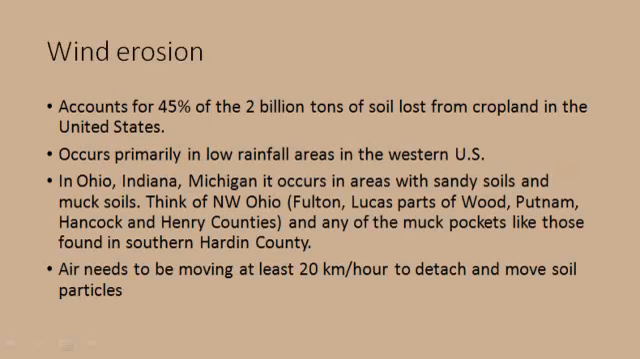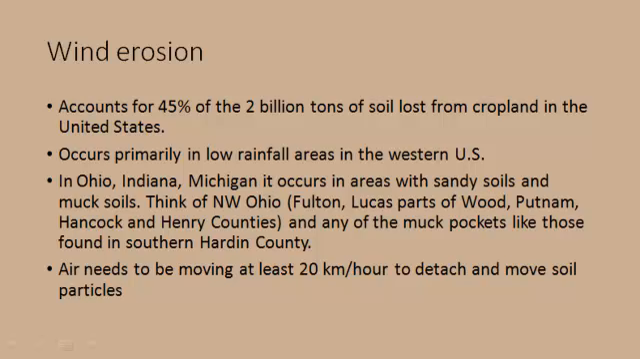Now, wind erosion accounts for 45% of the 2 billion tons of soil loss from U.S. cropland, and it occurs primarily in the low rainfall areas in the western United States. But we also have it in Ohio, Indiana, and Michigan, in areas where we've got sandy soils and areas where we have muck soils. In northwest Ohio, it's in counties like Fulton, Lucas, Putnam, Hancock, Henry, and Wood, and others. And any of the muck pockets, like those found in the marshes in southern Hardin County.